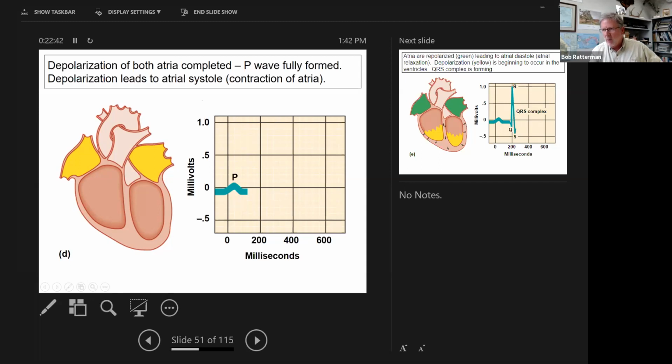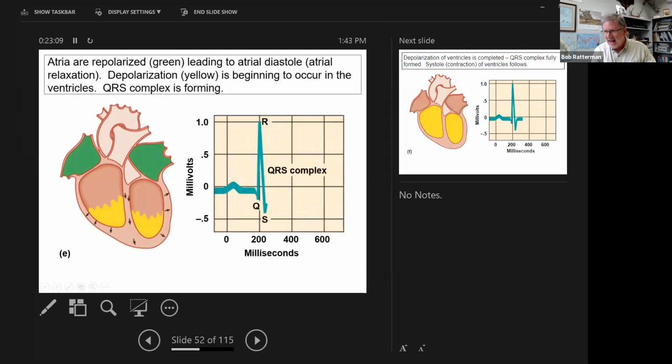Okay, now where's this yellow going to proceed from here? You can tell me. It's going to proceed into the AV node and then down the interventricular septum and then into the right and left bundle branches and ultimately into the ventricle walls, right? Just think back to what we looked at 3-4 slides before.